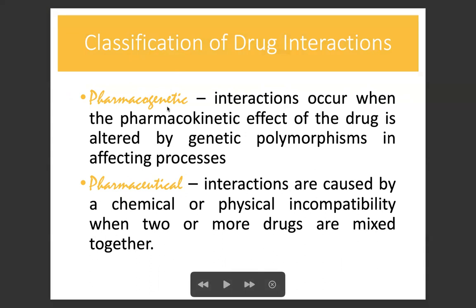So another classification of drug interactions is pharmacogenetic. Interactions occur when the pharmacokinetic effect of the drug is altered by genetic polymorphisms in affecting processes. And lastly, we have pharmaceutical interactions, caused by chemical or physical incompatibility when two or more drugs are mixed together. So pharmaceutical has something to do with the drugs themselves. When added together, there's incompatibility, nothing to do with how it is being affected inside the body. So pharmaceutics.